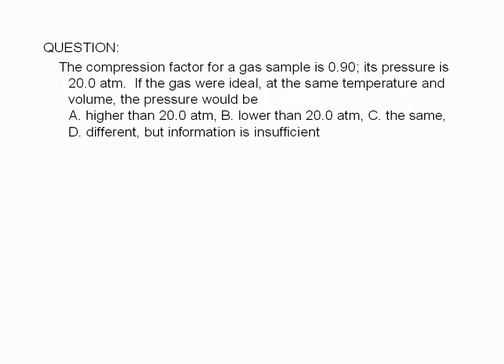The compression factor for a gas sample is 0.90. Its pressure is 20 atmospheres. If the gas were ideal at the same temperature and volume, the pressure would be A. higher than 20 atmospheres, B. lower than 20 atmospheres, C. the same, or D. different, but information is insufficient.